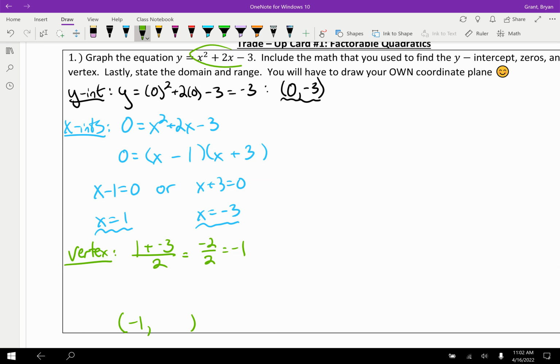Well, that's why we have an equation to change x's into y's. We know the x is -1, so it becomes -1 squared plus 2 times -1 minus 3. That's going to give me 1 minus 2 minus 3. This is 1 minus 5, and 1 minus 5, I think, is -4.